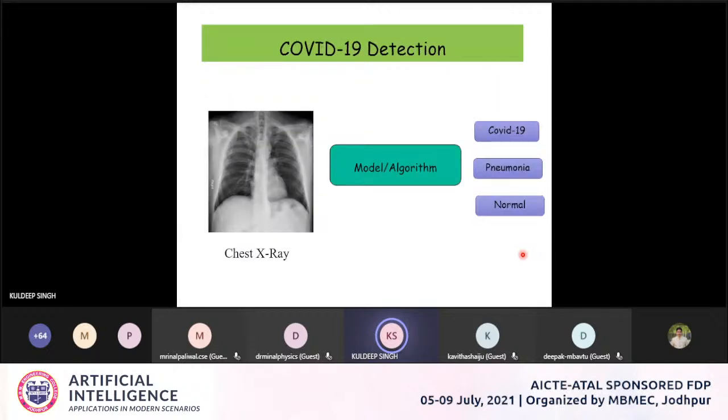So let's see how this magic happens. Let's take an example of COVID-19 detection. Basically, we will provide a chest X-ray image to the model. This model will be trained, and it will be able to give us a score on these particular classes. Suppose we have 3 classes: whether this chest X-ray belongs to the COVID-19 category, normal pneumonia, or a healthy patient.